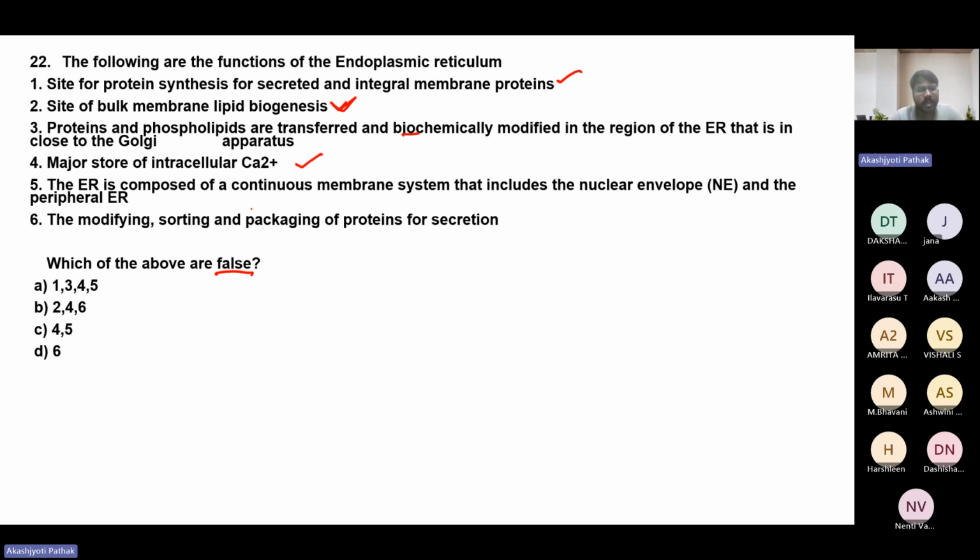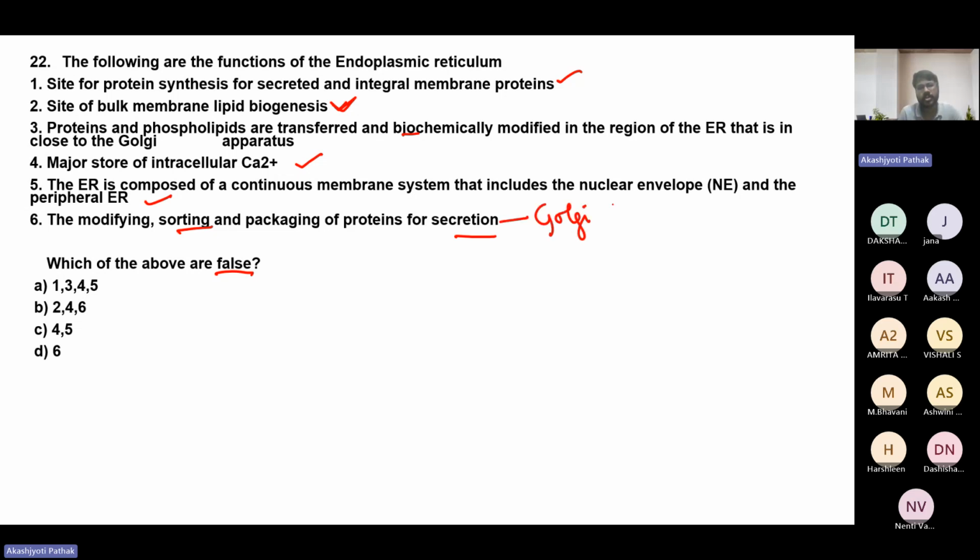That is also true. And the endoplasmic reticulum is composed of a continuous membrane system that includes the nuclear envelope and peripheral ER. This is also true because if you see, the outer membrane of the nuclear envelope is continuous with the endoplasmic reticulum. So it includes both the nuclear envelope and the peripheral ER. And the modifying, sorting, and packaging of proteins for secretion is a function of the Golgi complex.